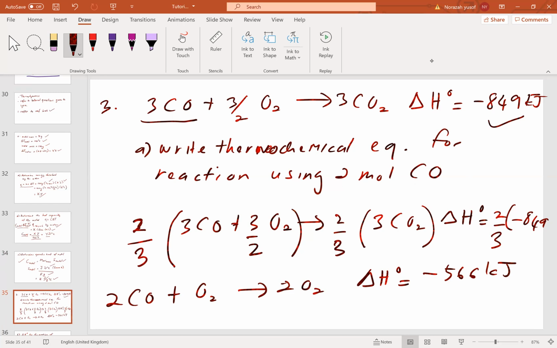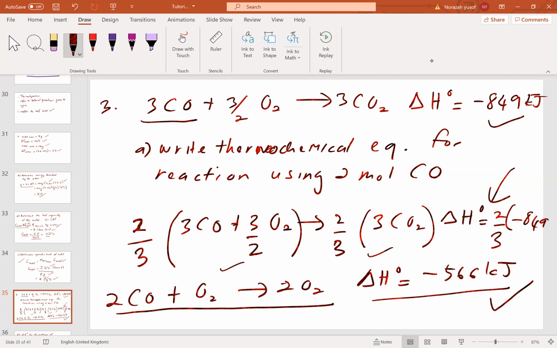For all reactants and products, we have to multiply with 2 over 3 to cancel out the 3, so we get the final equation after being multiplied with 2 over 3. And the same thing has to be done with the value of delta H naught here. And we can see after multiplying with 2/3, this is the new value. And this whole thing here, the chemical equation and the value of new delta H, is what we call the thermochemical equation for the reaction using 2 mole of carbon monoxide.